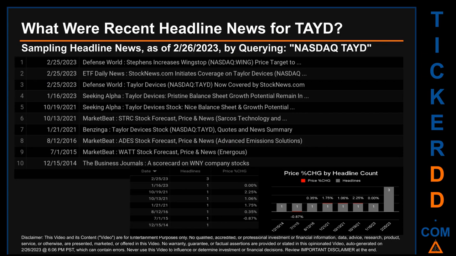Publication dates span 2,994 days. The latest publication was Saturday, February 25, 2023, when there were 3 found headlines. Defense World published the headline that read, Stevens increases Wingstop, NASDAQ: WING, price target to. ETF Daily News published the headline that read, StockNews.com initiates coverage on Taylor Devices, NASDAQ: TAYD. Defense World published the headline that read, Taylor Devices now covered by StockNews.com.